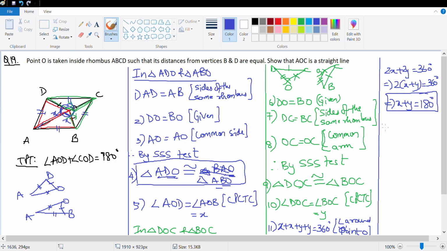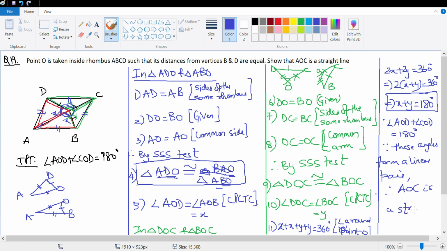So let's start writing. Therefore, angle AOD plus angle COD is equal to 180 degrees, since these angles form a linear pair, therefore AOC is a straight line. Interesting question. They did not give you what they want you to prove, but they wanted you to figure out how you would prove that it is a straight line.